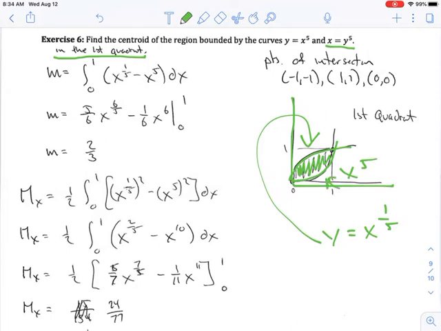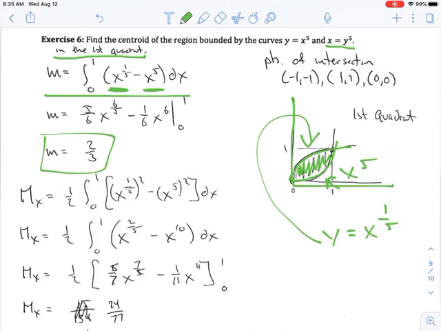And so, again, for the total mass, we have the function on top minus the function on the bottom. And so x to the 1/5, finding the antiderivative is 5/6 x to the 6/5. X to the 5th becomes 1/6 x to the 6th. Evaluating from 1 to 0, we get the total mass is 2/3.